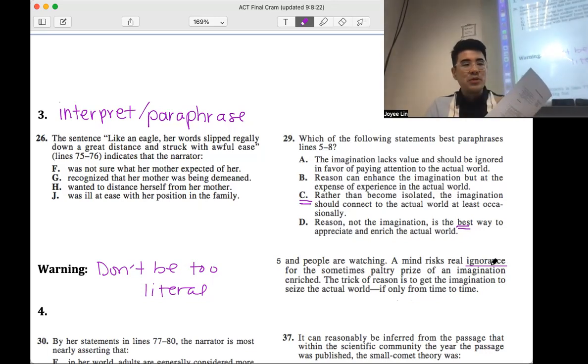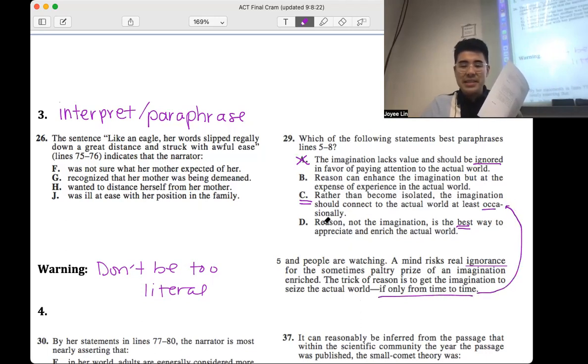Sometimes they'll do some wordplay on these paraphrase things, right? Is ignorance ignoring? No, ignoring is just I'm not paying attention. Ignorance is like I'm not trying to learn something. I think that's why a lot of people want to choose A. They see the repetition there. And then, but at the expense of the actual world, at the expense of, that's like, okay, I have to give this up then. They're not saying give up the real world. So what do they say? Seize the actual world if only from time to time.